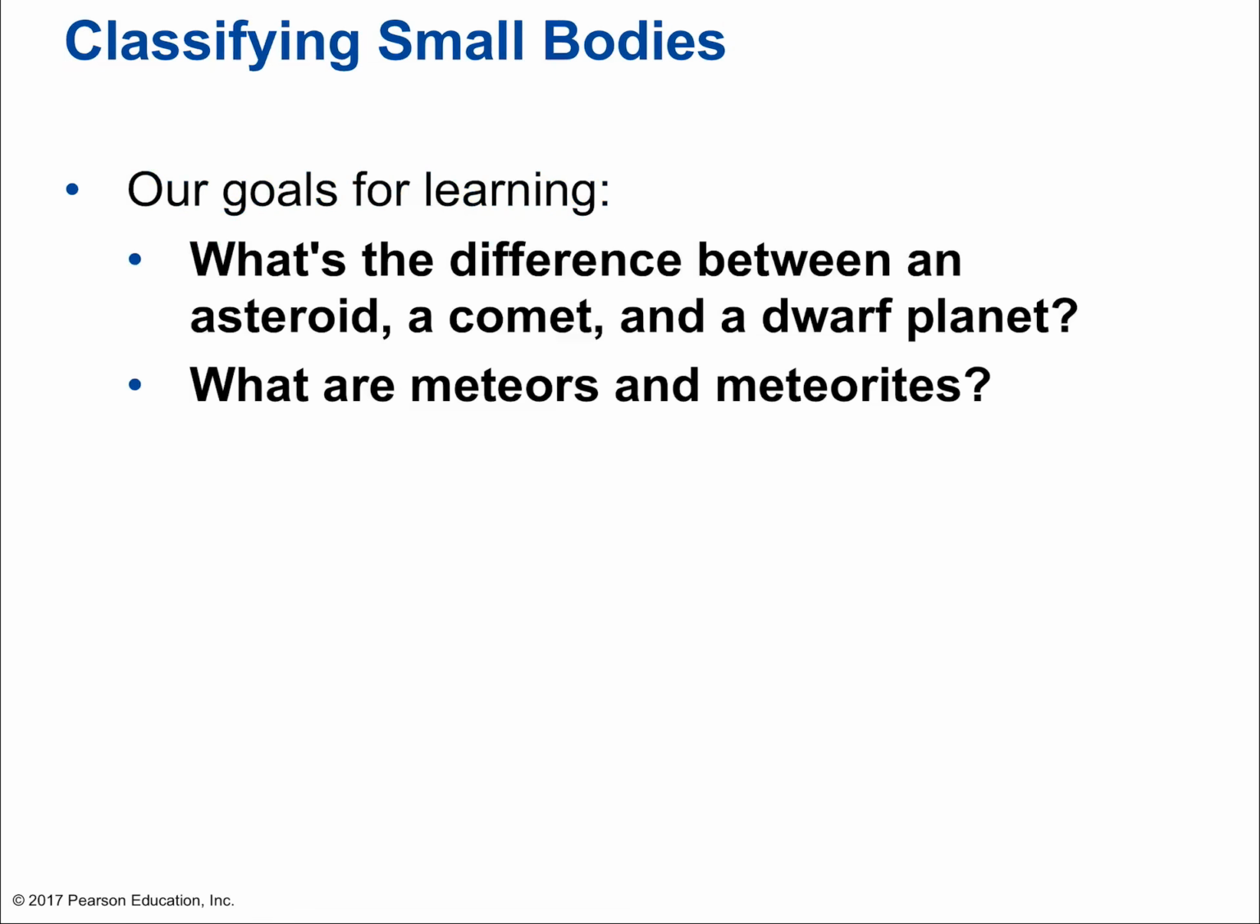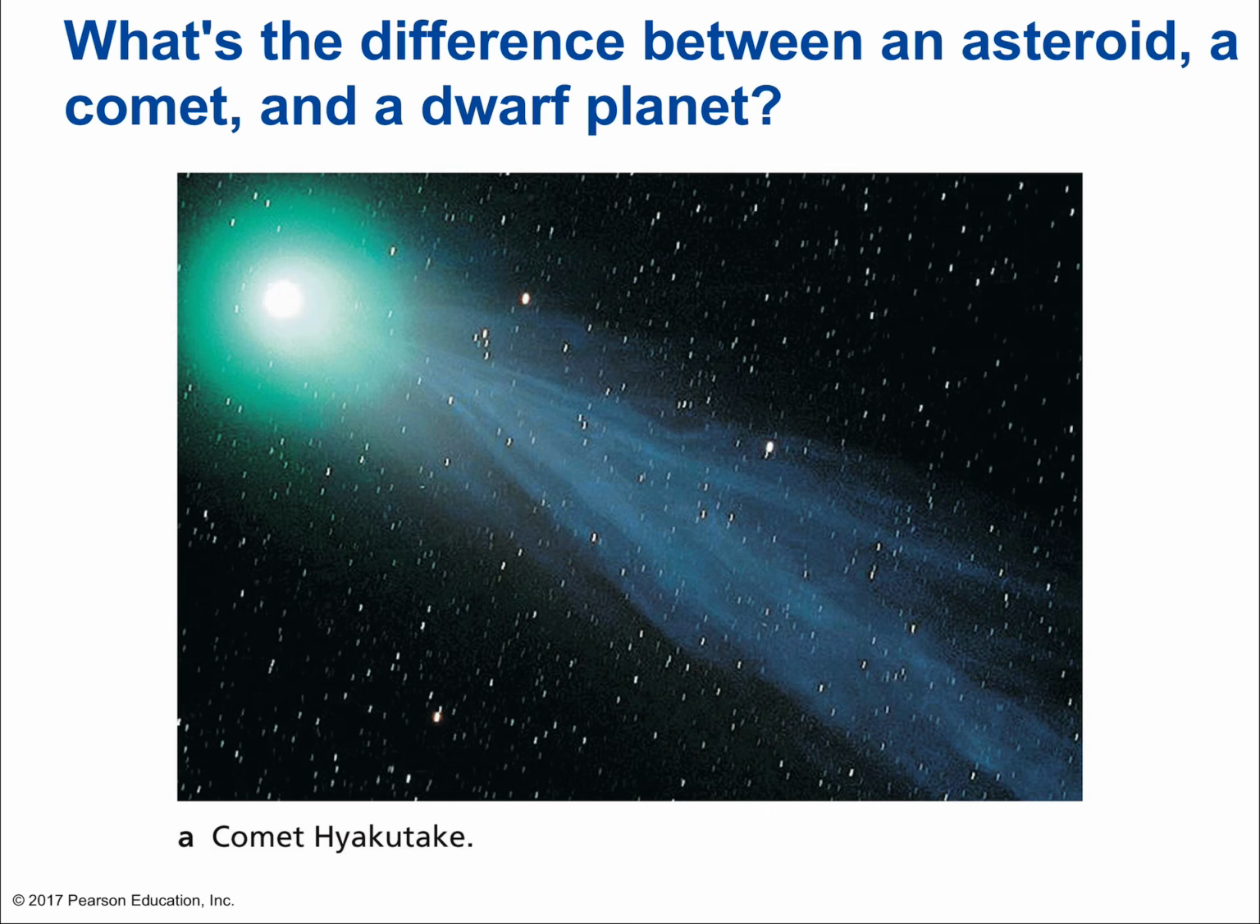Let's move on to talking about small bodies, that is asteroids, comets, and dwarf planets. What's the difference between an asteroid, a comet, and a dwarf planet? What are meteors and meteorites? Those are great questions, and they lay the groundwork for understanding the basics of this content. Well, this is a comet, Hyakutake. I can't pronounce it well. Comets have tails, they're icy, but we'll talk about that.